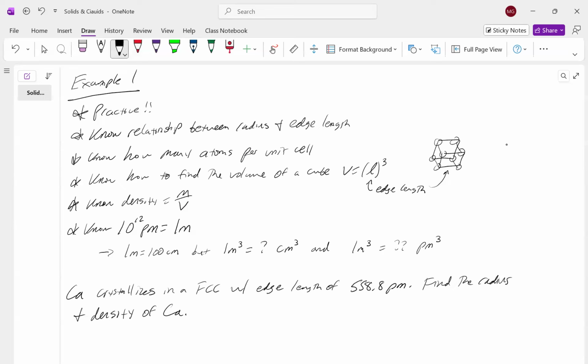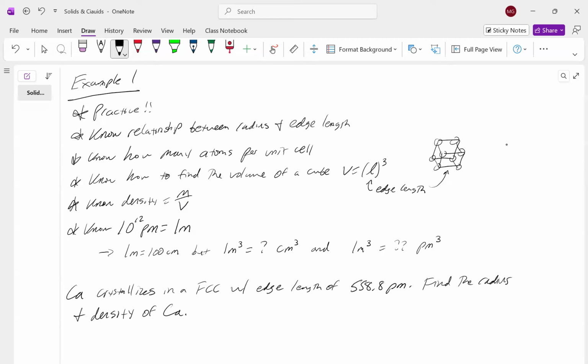Remember how to find density. Okay, density is mass over volume. And then I'm going to throw another conversion factor that I would just commit to memory, and that is 1 meter equals 10 to the 12th picometers. So picometers are very, very small. And since we're dealing with literally atomic size, we're going to be measuring things on a very small scale. So 1 meter is equal to 10 to the 12 picometers.